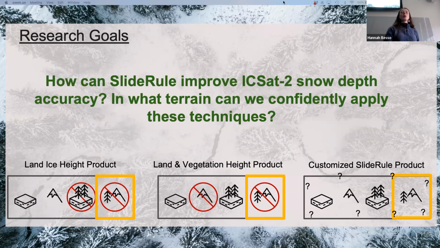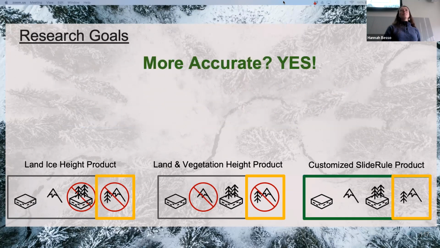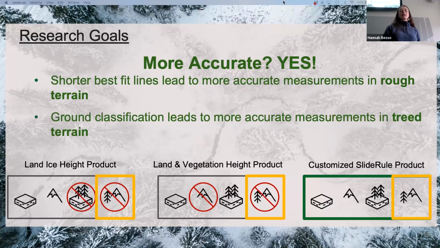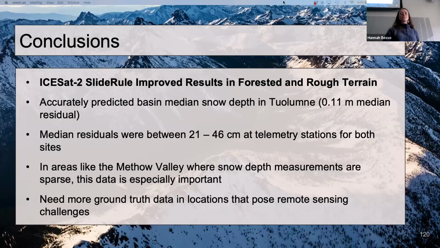So to remind everyone, our question was, how can SlideRule improve ICESat-2 snow depth accuracy, and in what terrain can we confidently apply these techniques? We were able to measure snow depth with more accuracy. Our shorter best fit lines led to more accurate measurements in rough terrain, and our ground classifications led to more accurate measurements in treed terrain. In conclusion, ICESat-2 SlideRule was able to improve our results in forested and rough terrain.